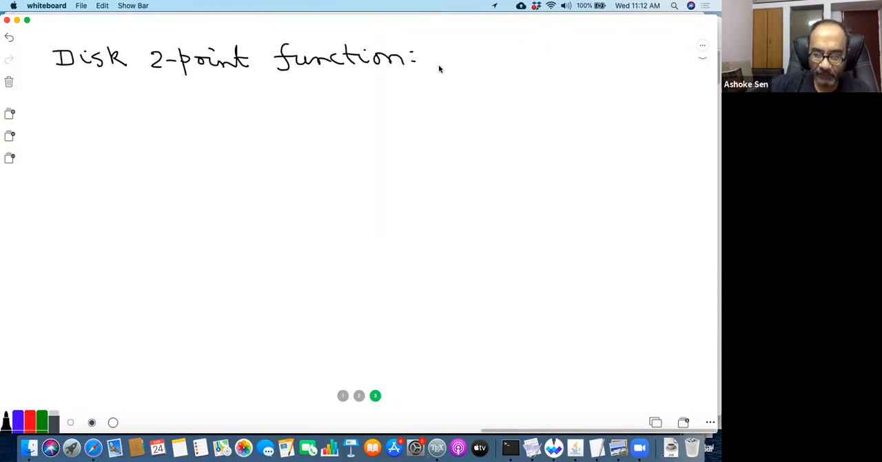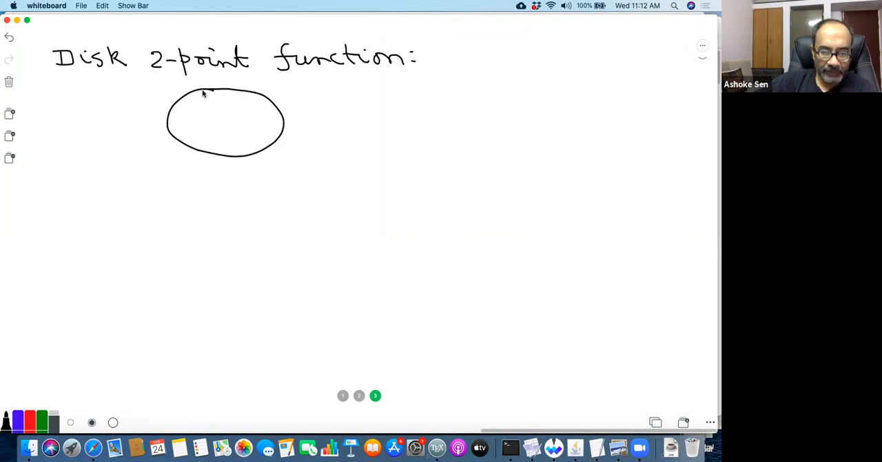Okay, so now we are going to start the disk two-point function. The plan is that I'll try to discuss the disk two-point function in great detail, because that's somewhat simpler, but this also illustrates all the technical issues. And then I'll state the result for the annulus one-point function, which is technically more complicated. But I'll show you the various pieces of the result.